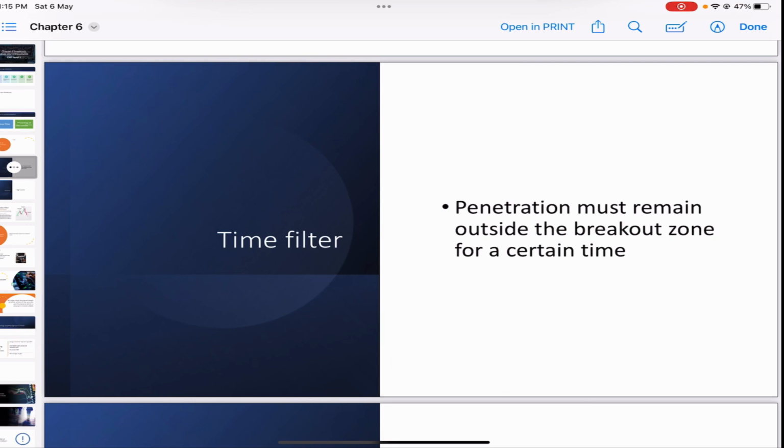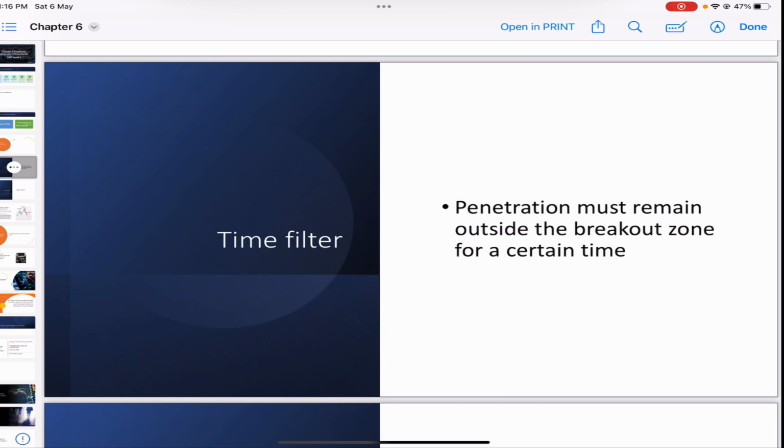So the time filter. Rather than looking simply at price, this method looks at the time since the penetration. The basis is that if the penetration remains outside the breakout zone for a certain time, it must be real. The usual time period is 2 bars. When I talk about penetration, I'm talking about either the breakout or the breakdown. So it should remain for a certain amount of time.